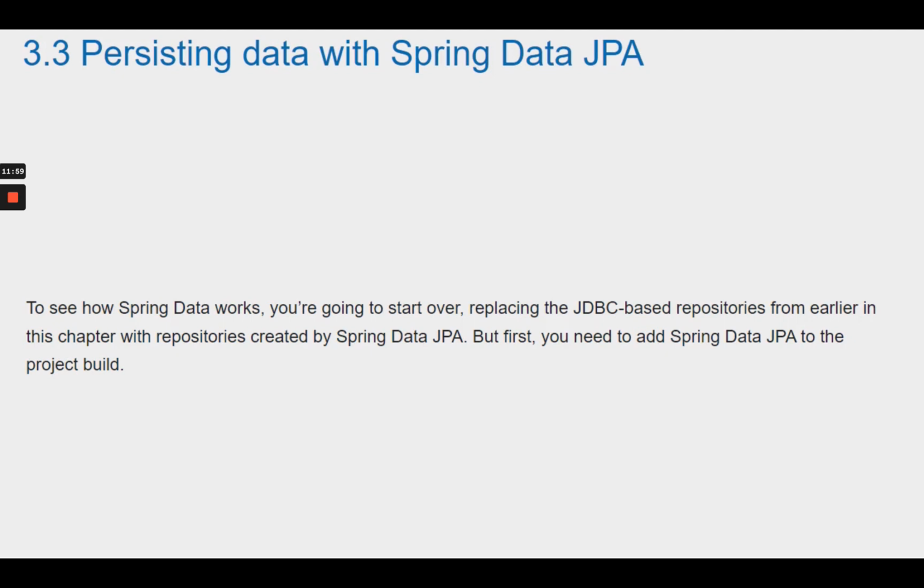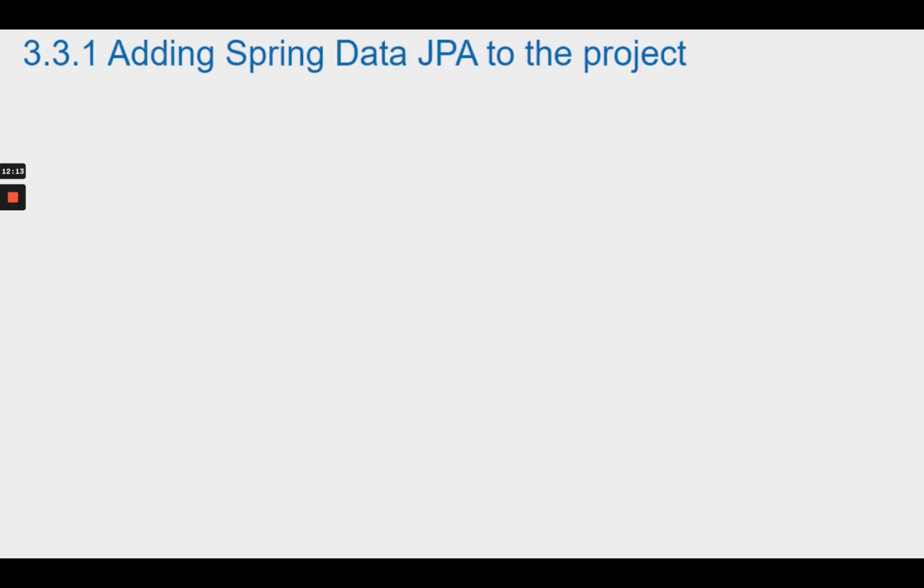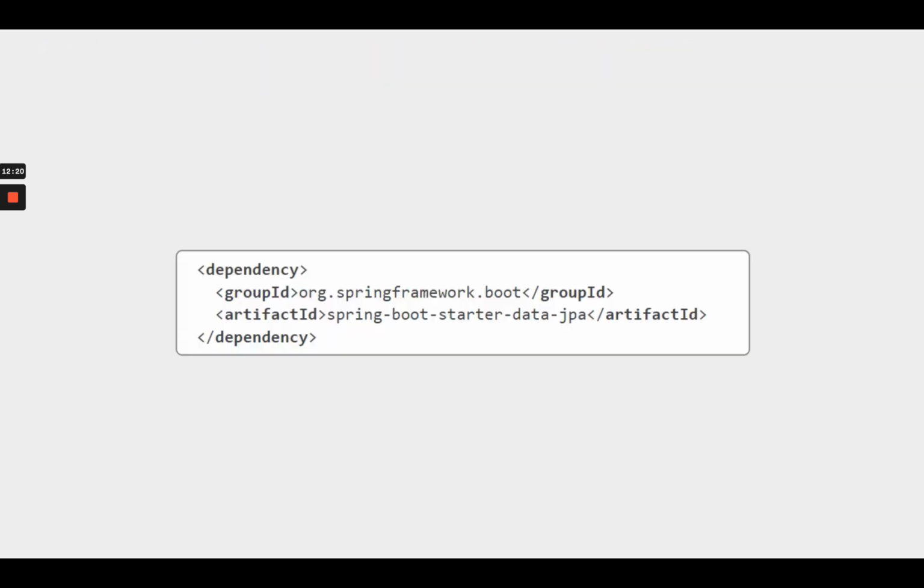To see how Spring Data works, you're going to start over, replacing the JDBC-based repositories from earlier in this chapter with repositories created by Spring Data JPA. But first, you need to add Spring Data JPA to the project build. Section 3.3.1. Adding Spring Data JPA to the project. Spring Data JPA is available to Spring Boot applications with the JPA starter.